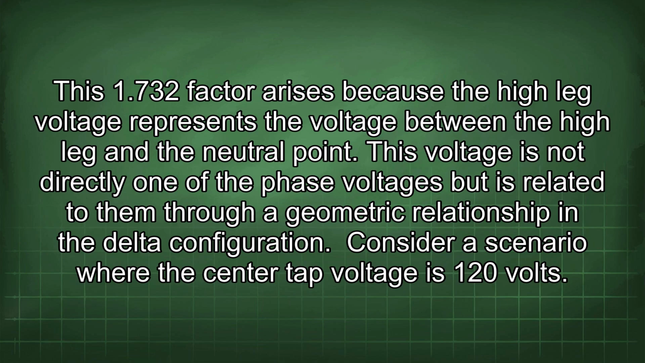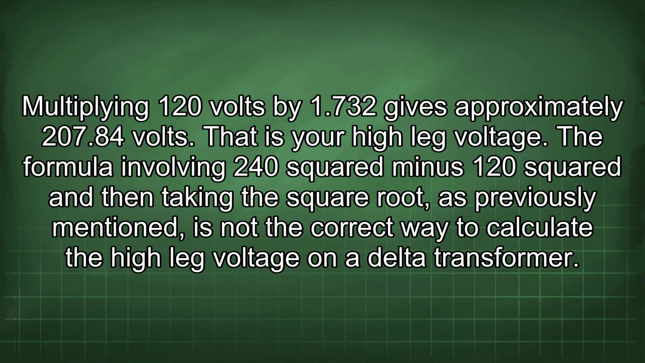This 1.732 factor arises because the high leg voltage represents the voltage between the high leg and the neutral point. This voltage is not directly one of the phase voltages but is related to them through a geometric relationship in the delta configuration. Consider a scenario where the center tap voltage is 120 volts. Multiplying 120 volts by 1.732 gives approximately 207.84 volts. That is your high leg voltage.